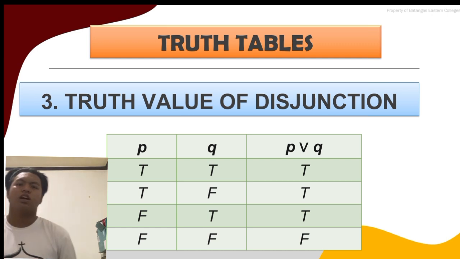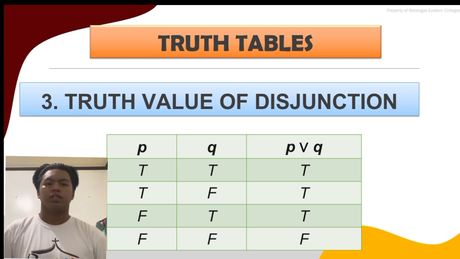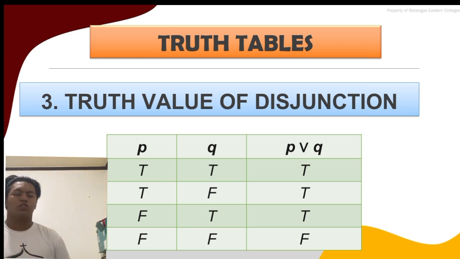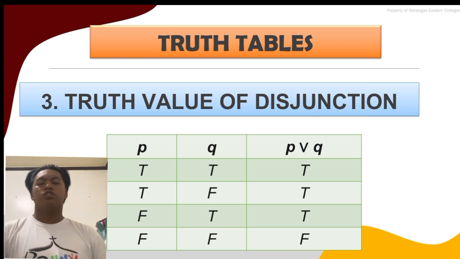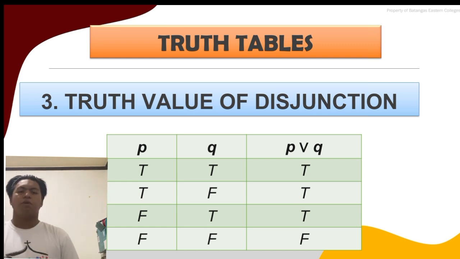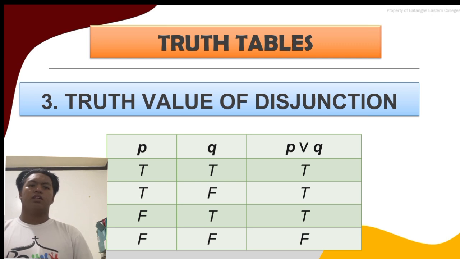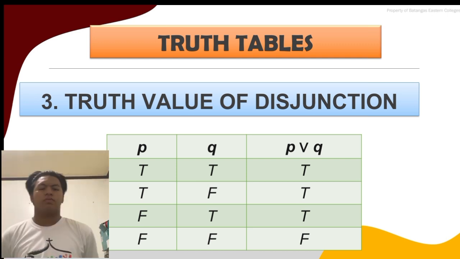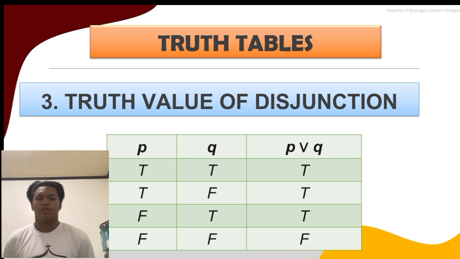So now, we're gonna tackle about the truth value of disjunction. What is disjunction? So disjunction is a compound statement by connecting two or more simple statement by using the connective OR. So let's go here in the table. So the P is the first statement and the Q is the second statement. And the P or Q is the compound statement.